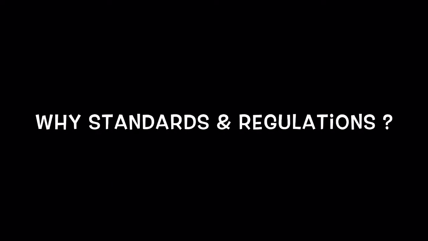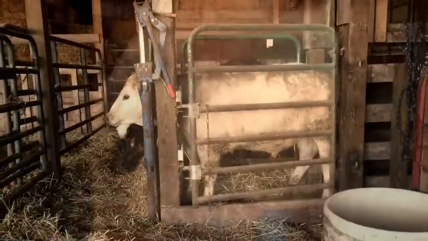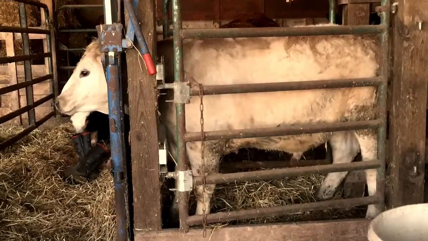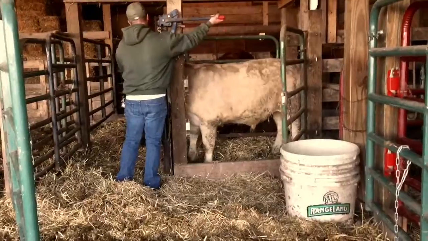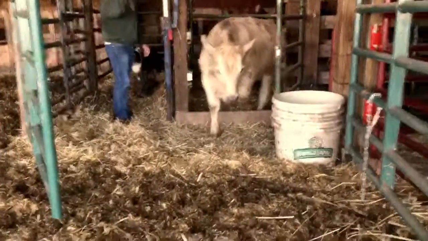Why standards and regulations? In November 2009, Ohio voters passed State Issue 2, approving the creation of Ohio Livestock Care Standards Board. This vote demonstrated Ohioans' support for keeping the state's number one industry, food and agriculture, vibrant and strong. The board was charged with creating state standards for the care and well-being of livestock in Ohio.